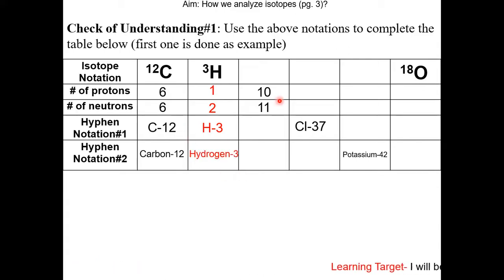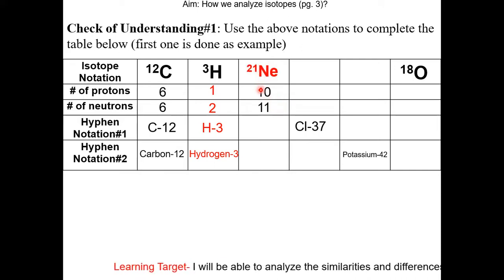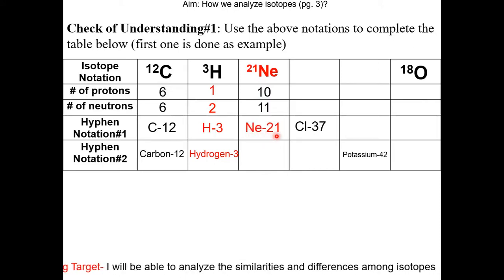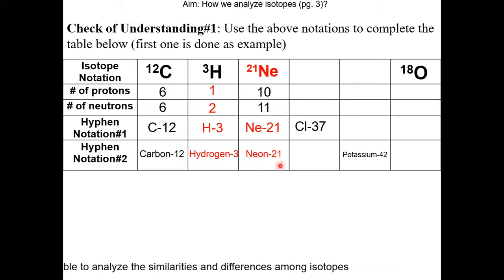In the next example, the atomic number is 10. Therefore, the atom is neon. The mass number will be 10 plus 11, which is 21. This is the isotope notation. For the hyphen notation, it will be Ne-21. And for the second hyphen notation, it will be neon-21.